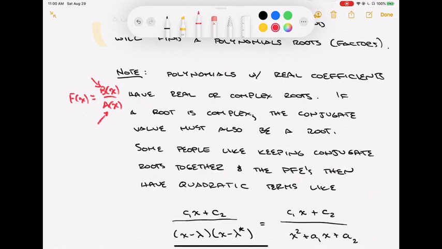It is possible, even though the coefficients of the expanded form polynomial are all real, that you could still end up with complex roots. However, if the original expanded polynomial had all real coefficients, those roots, if they are complex, must occur in complex conjugate pairs. So if a root is complex coming out of a polynomial with real coefficients, the conjugate value must also be a root. So roots from polynomials with real coefficients must come in conjugate pairs.